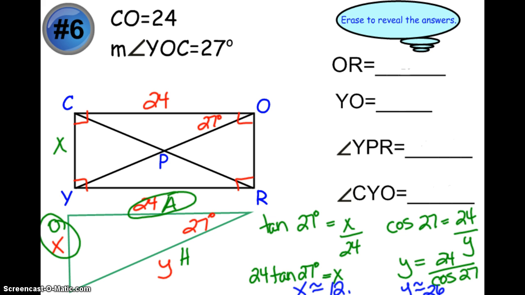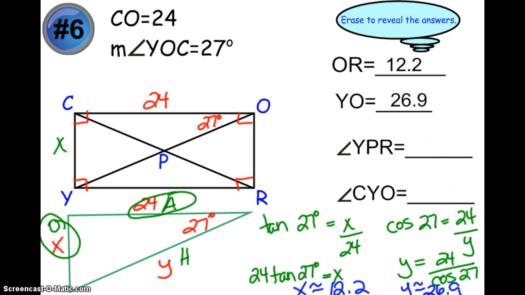I apologize for my handwriting. I'm using the airliner, so it's a little bit sloppy. This 12.2 needs to come up. Alright, so OR and YO we found.